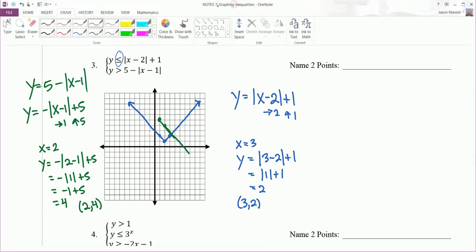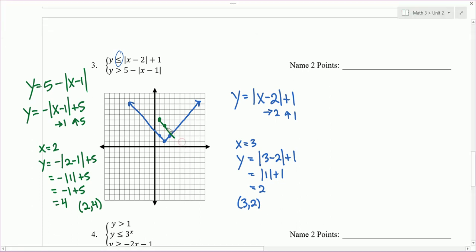And I forgot to ask that important question again. What is that important question before we start this graph? Should it be solid or dashed? And this one should be dashed because it doesn't have the equal sign. It's symmetric, so we got our left-hand side as well.